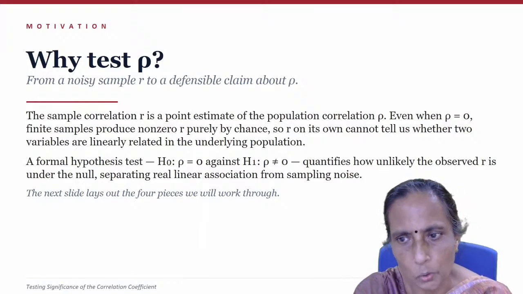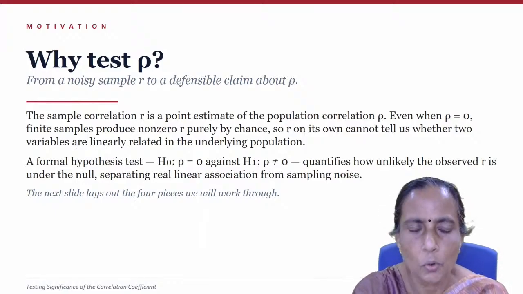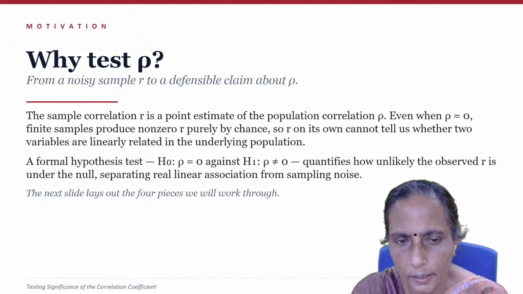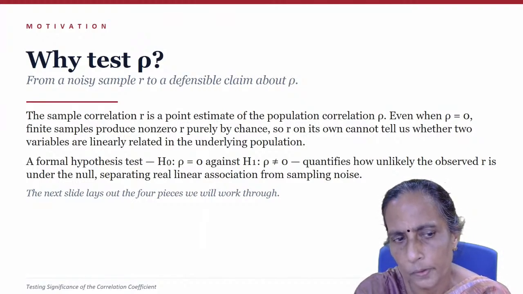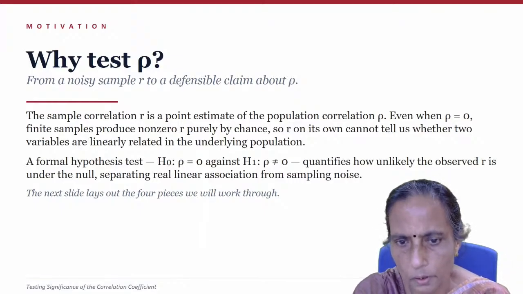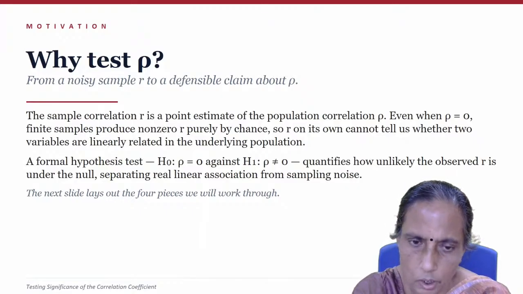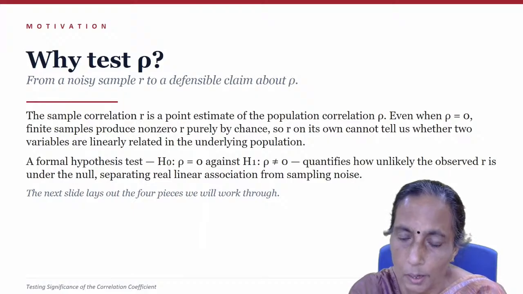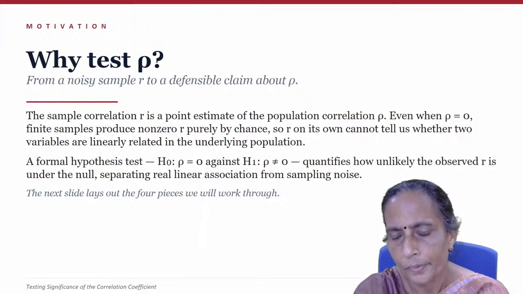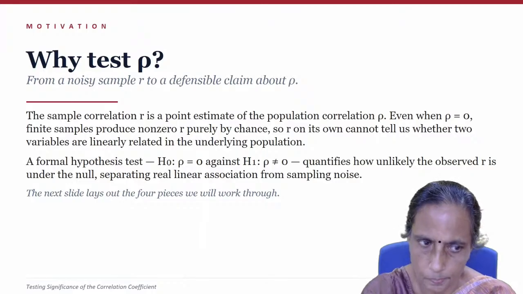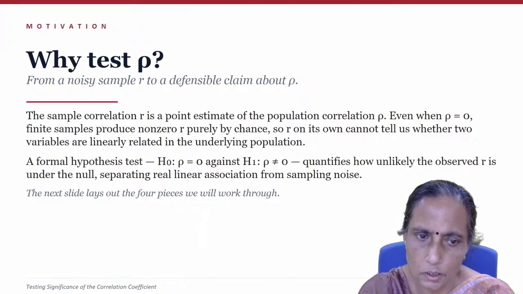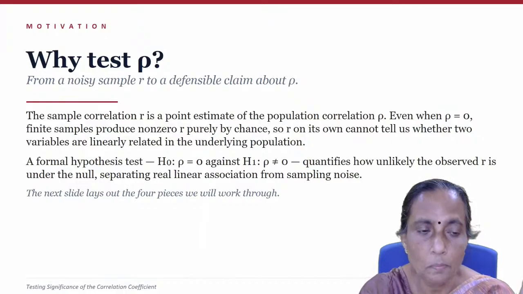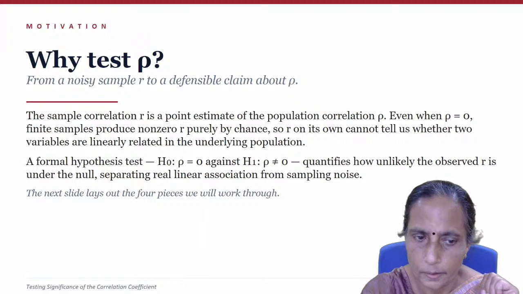So R on its own cannot tell us whether two variables are linearly related in the underlying population. So a formal hypothesis test, H0: rho is equal to 0, against an alternative, that is rho is not equal to 0. It quantifies how unlikely the observed R is under the null hypothesis, separating real linear association from sampling noise.